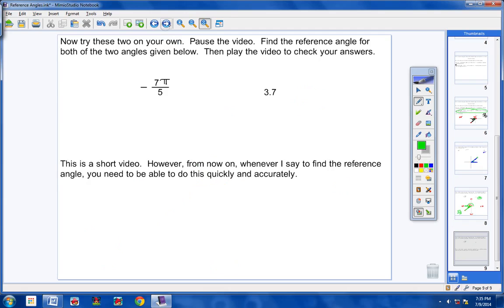All right? This is a pretty short video. However, don't miss this, students. From now on, whenever I say to find the reference angle, I'm not going to teach you this again, and you need to be able to do it quickly and accurately. Draw your coordinate plane, draw your angle, and then find the reference angle. If you cannot do this, you will be lost, actually very badly, in the future trigonometry we're going to do, because you have to be able to find your reference angles very, very quickly.